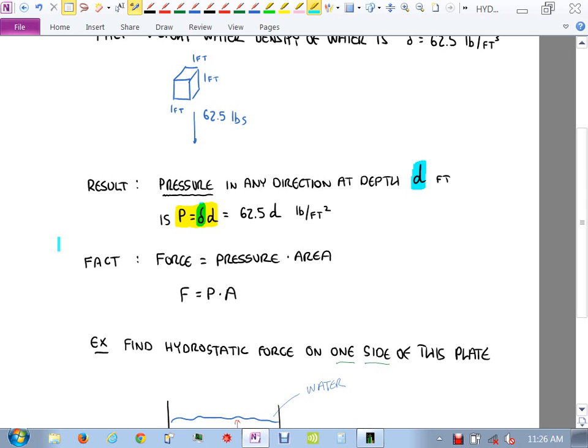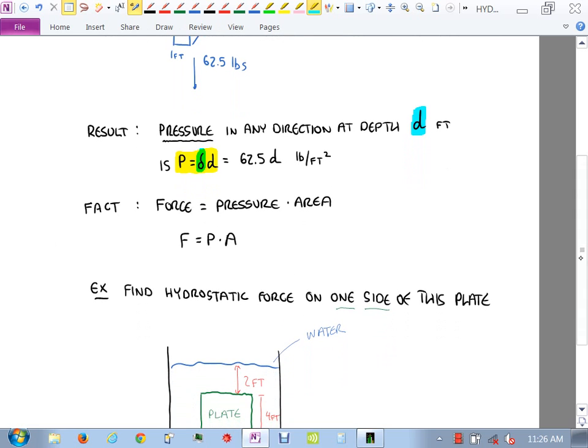If you're in meters, it's different. It's not 62.5, all right? It's 1,000 times 9.8, which is the acceleration of gravity. If you were in a physics class, they would use a different number there if you're in meters. Fine. The book does it. You can look at that yourself. So the pressure in any direction at a point somewhere D feet deep is going to be that. So at 1 foot deep, it's what? 62.5 pounds. It'll be pounds per square foot.